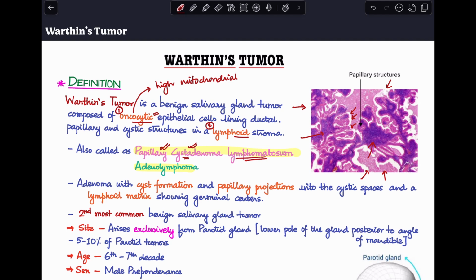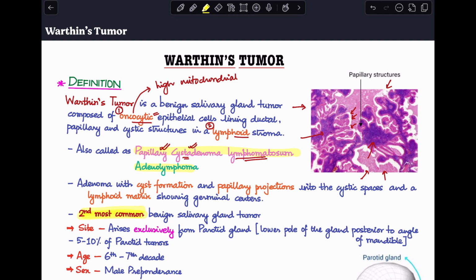As I mentioned, Warthin's tumor is the second most common benign salivary gland tumor. That brings us to the question, what is the most common benign salivary gland tumor? We have already discussed this, and it is pleomorphic adenoma. I have made a separate video on pleomorphic adenoma. You can check for details in that video.